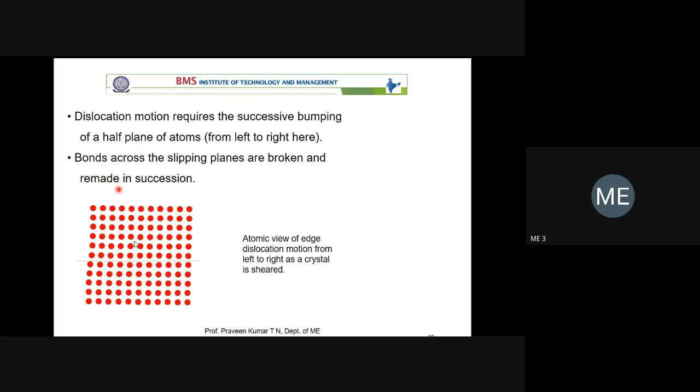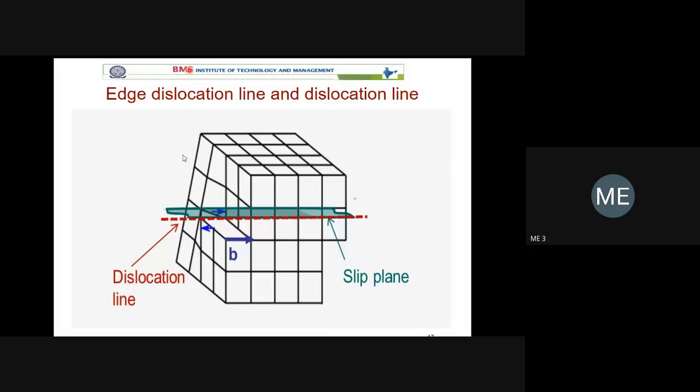Now you can observe here. Dislocation motion requires successive bumping of a half plane of atoms from left to right. When you say half plane of atoms, even in any local books, even Panish, once you say half plane you should understand what the half plane is. The half plane in this case is this top portion. We have a slip plane. Above the slip plane there is a half plane. Below the slip plane there is one more half, the bottom half. But the top as well as the bottom of the crystal are separated by the slip plane.